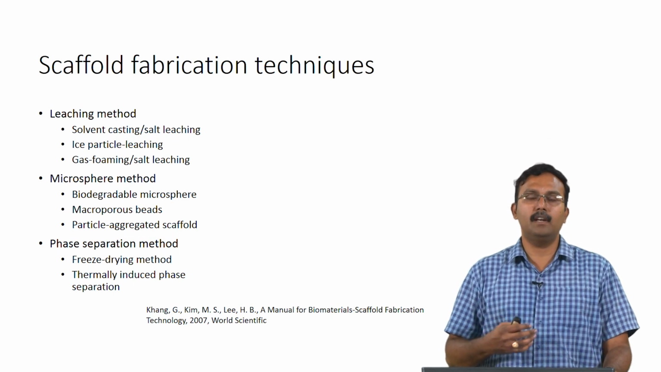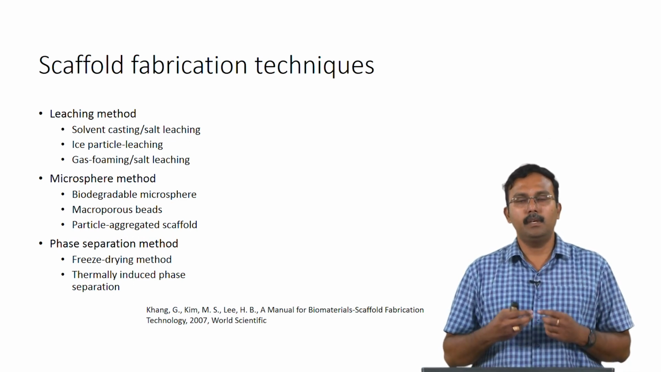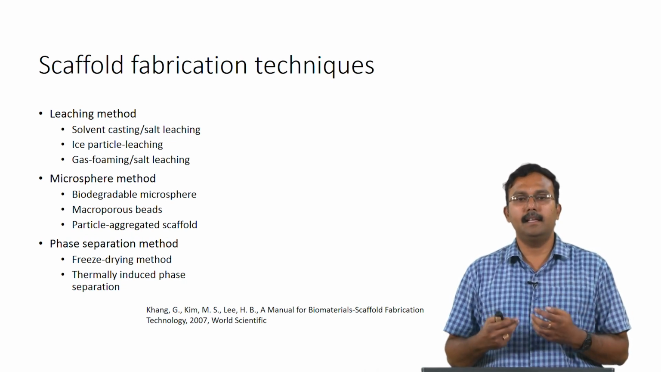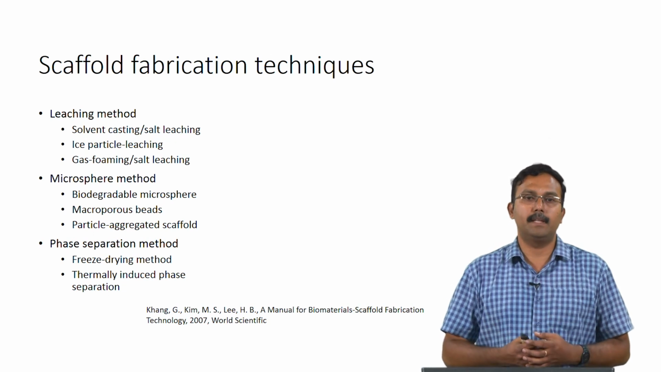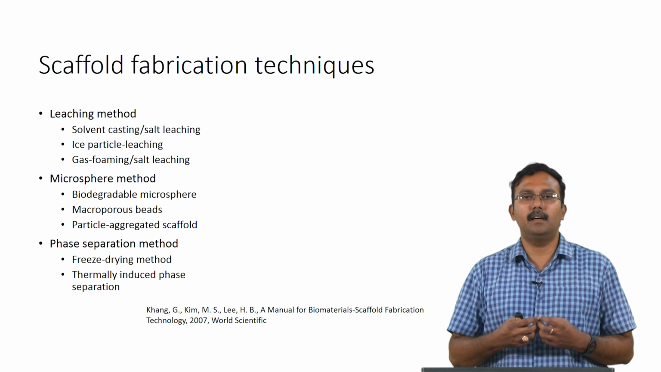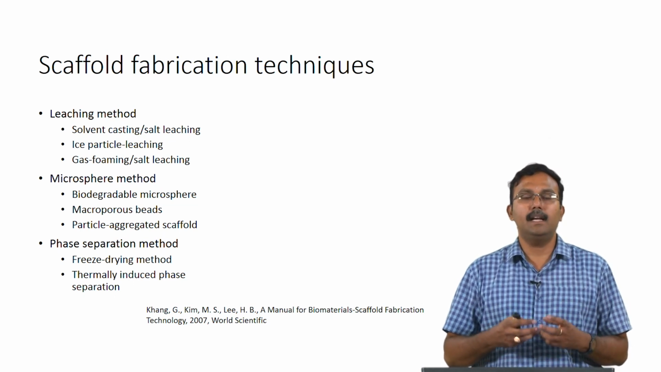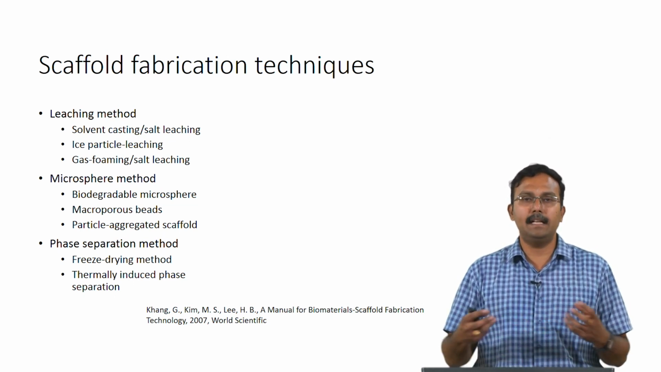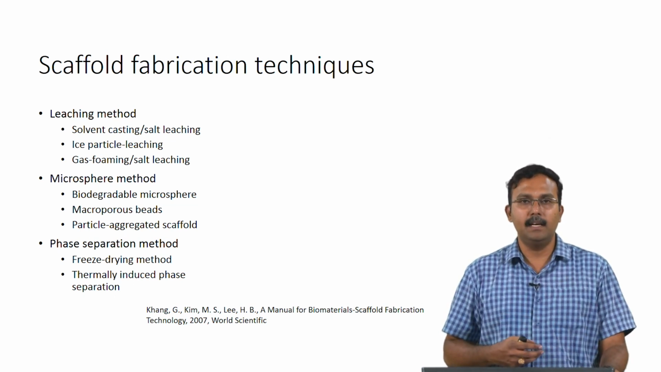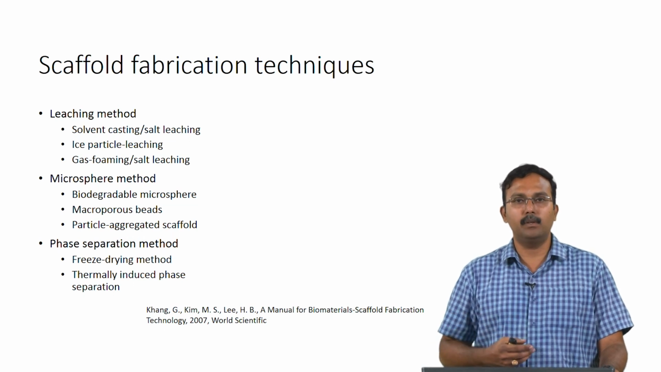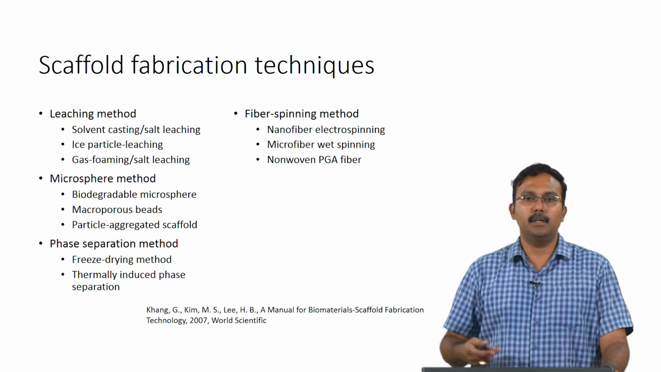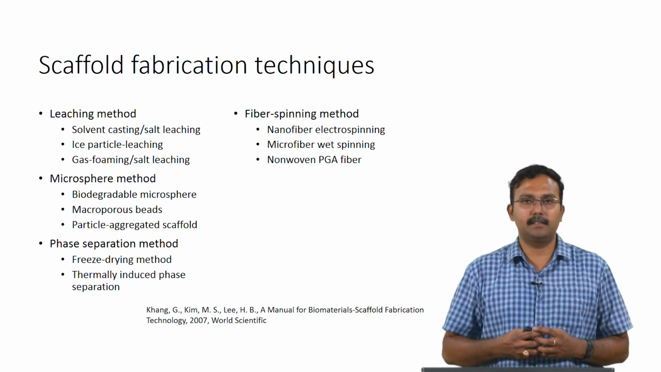The next strategy is called a phase separation strategy. So, here you have two techniques. One is the freeze drying method and there is also a thermally induced phase separation method. So, by creating a phase separation, you can actually create porous structures, and this also will provide good interconnected pores. So, we will see more about the freeze drying method and see how exactly the scaffolds would look like and what is the principle behind the freeze drying method. So, you also have fiber spinning strategies.